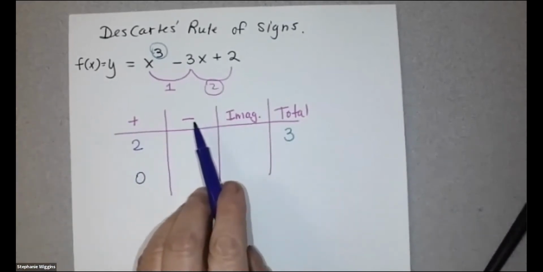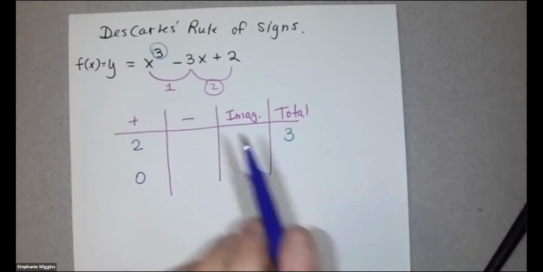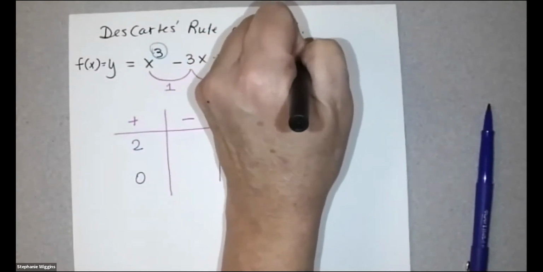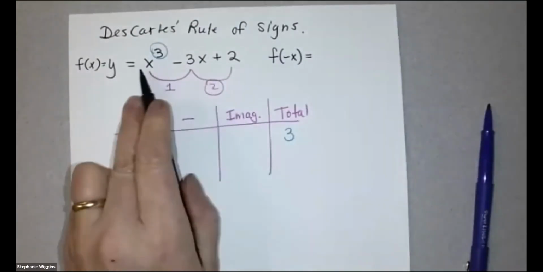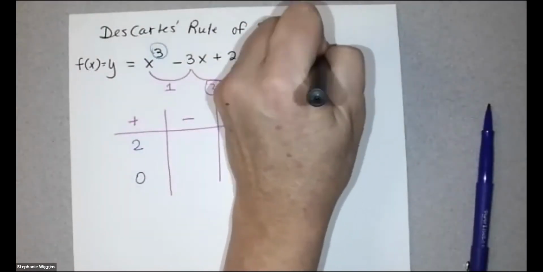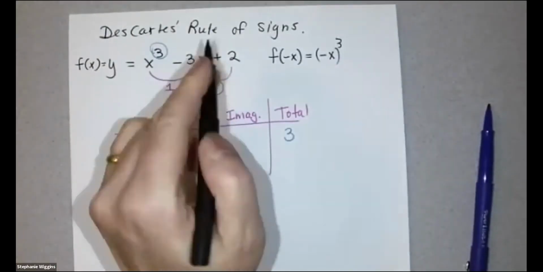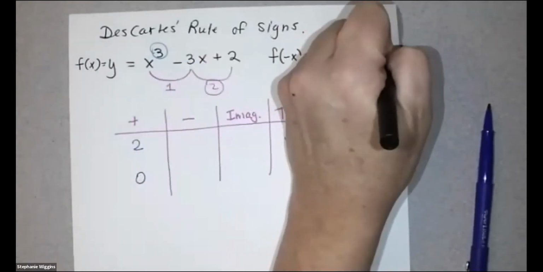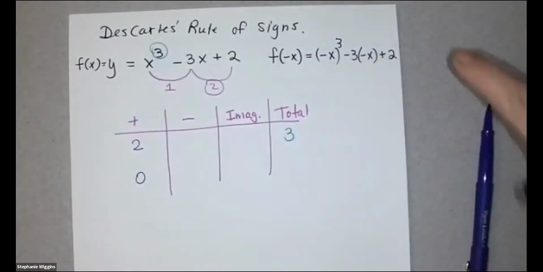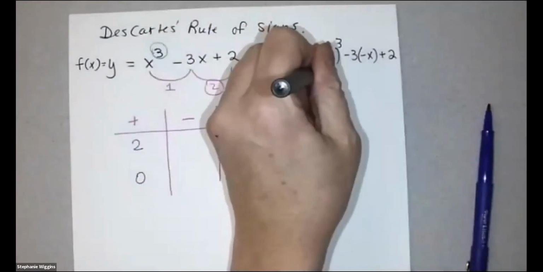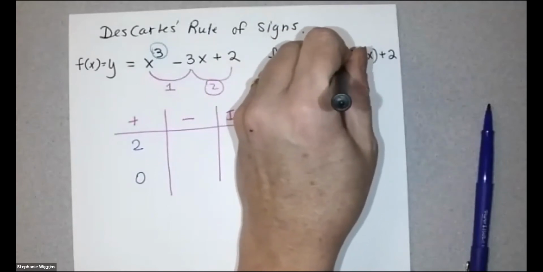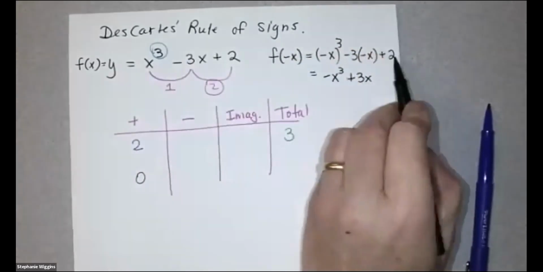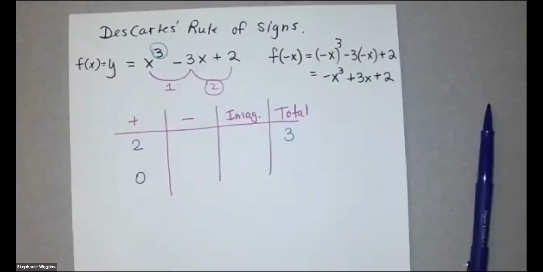Now let's try negative. If you're testing for negative, you want to look at f of minus x. So I'm going to plug in a negative x into my polynomial, and I get negative x cubed. Now I plug in negative x here. That's minus 3 times negative x, and then plus 2. And I simplify this. If you cube a negative, it's still negative. So this becomes negative x cubed. Here, the double negative is positive, 3x, and then we have positive 2, okay?